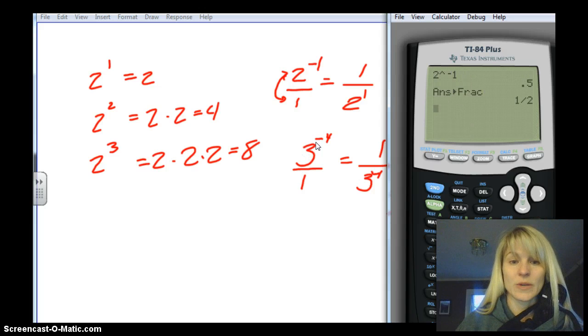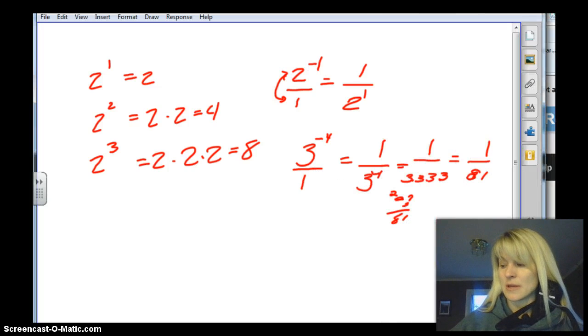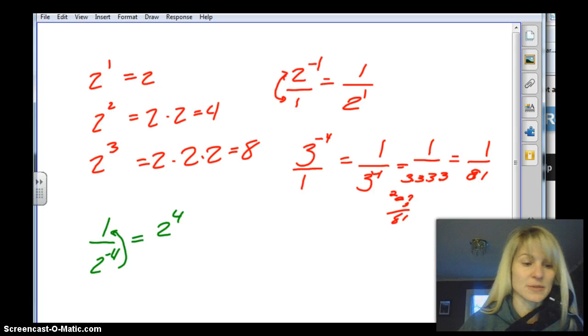Or if I want to look at this example here, I can do 3 to the negative 4 power, and that would give me a long decimal, or I can put it in a fraction, which gave me 1 over 81. So basically, to make negative exponents positive, you have to flip it. The reverse works too. If I had 1 over 2 to the negative 4, and I want to make that positive, I would flip these and bring it to the top as 2 to the 4th. Okay, so that was a little side note.